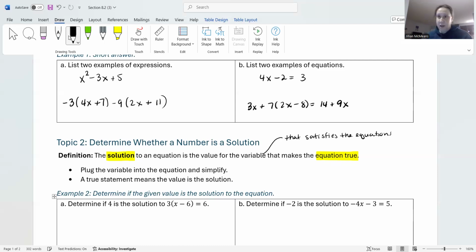It means the same thing. So when we say we're looking for the value for the variable that satisfies the equation, we just want the value for the variable that makes the equation true. So those two things mean the same thing.